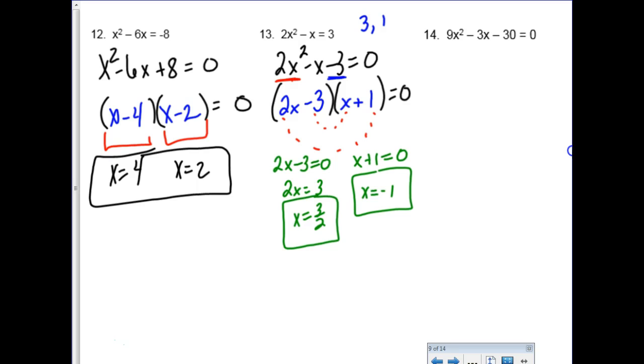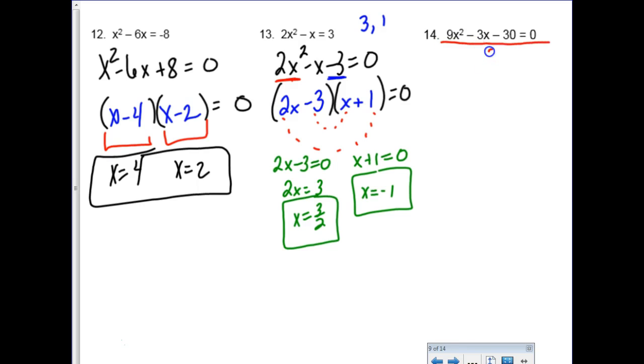Should feel really reviewy, right? We did lots of factoring. Even in regular Algebra 2, we did tons of factoring, so I can't imagine how much you did in honors. Okay, 9, 3, 30. Is there a common factor there? 3. Can't they all be divided by 3?